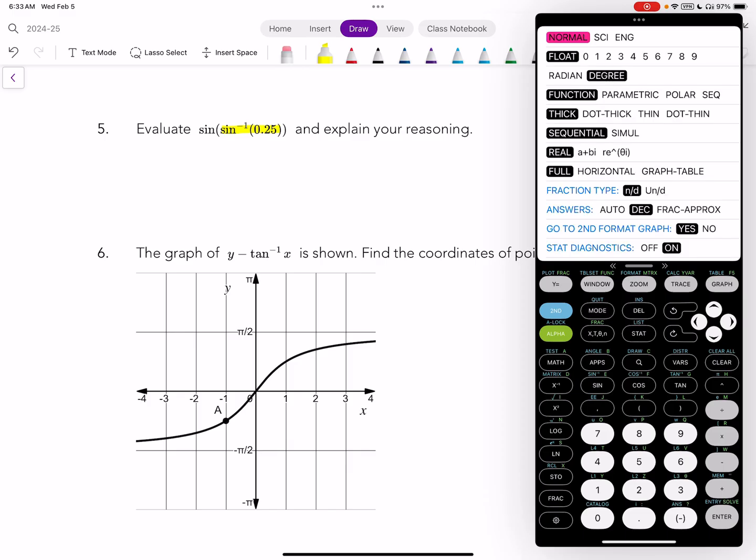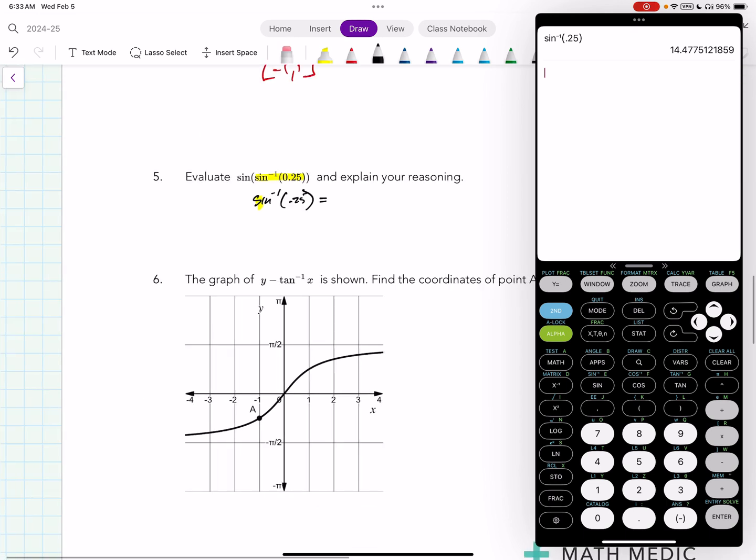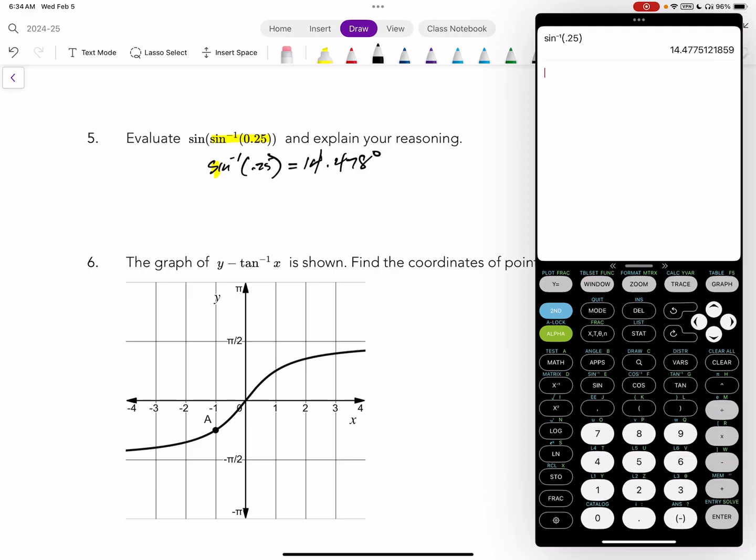Click on mode. I'm in degree mode here, so we can just deal with the degrees. Go ahead and say second mode or quit out. I'm going to evaluate the inverse sine of 0.25 in degrees. So I'm going to go second sine, 0.25, and I get 14.478 degrees. Now I've got to take the sine of it.